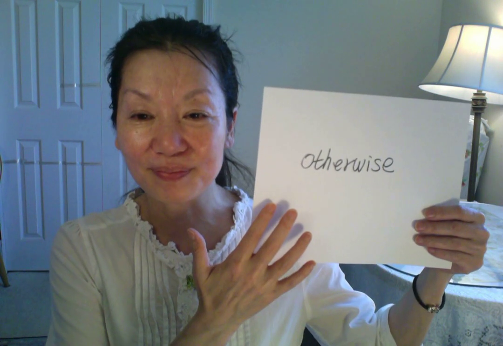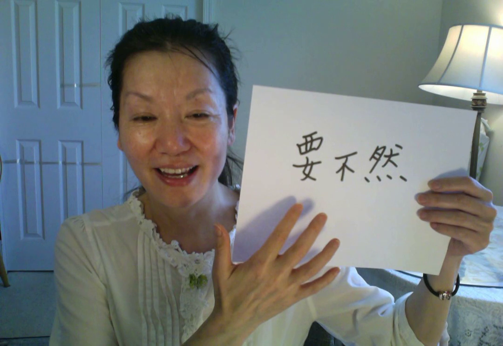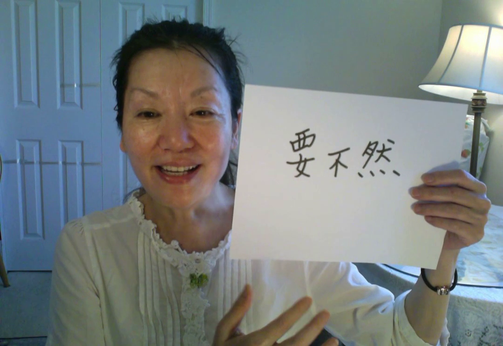Otherwise. Chinese say what? 要不然. Yes. Otherwise. 要不然, otherwise. Okay. And more and more. In Chinese, say what? More and more.